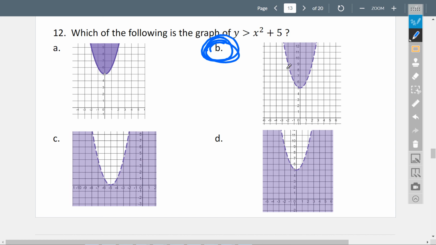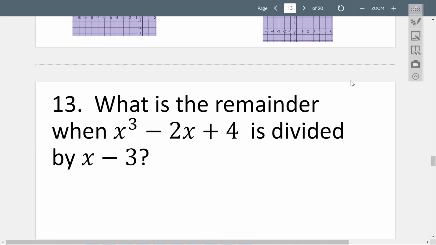This one is dotted and shaded above. It's also a transformation up by 5 units from x squared. So we can see that it's a transformation up by 5 units, and that's that +5 on the outside. So letter B is our graph.